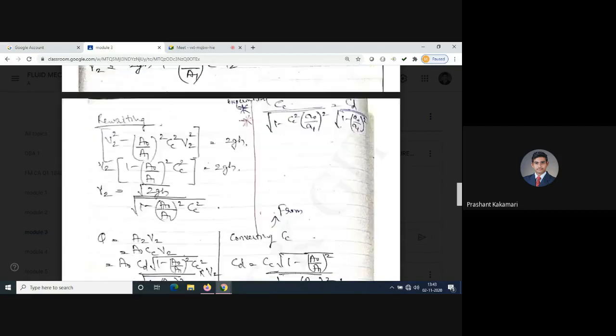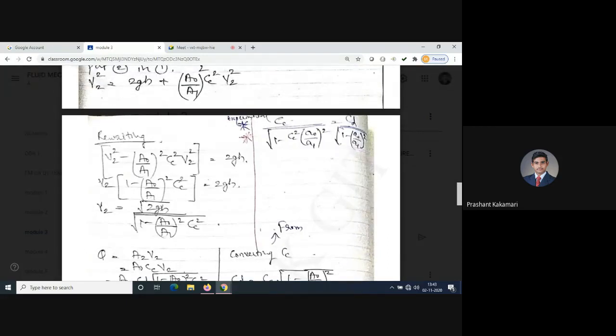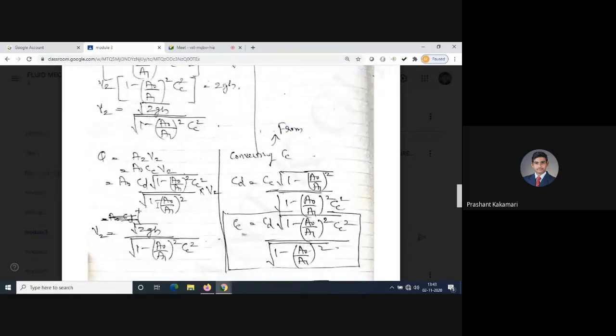Now the coefficient of contraction Cc, if you recall, is the ratio of the area at section 2 to the area of the orifice opening, A0. If you equate these two terms, Cc and Cd, one can write Cc as Cd into square root of 1 minus A0 by A1 whole square into Cc square divided by square root of 1 minus A0 by A1 whole square. This we will get by considering these two relations. That is, Cd can be given as Q actual by Q theoretical, and Cc, we know, is the ratio of A2 by A0.